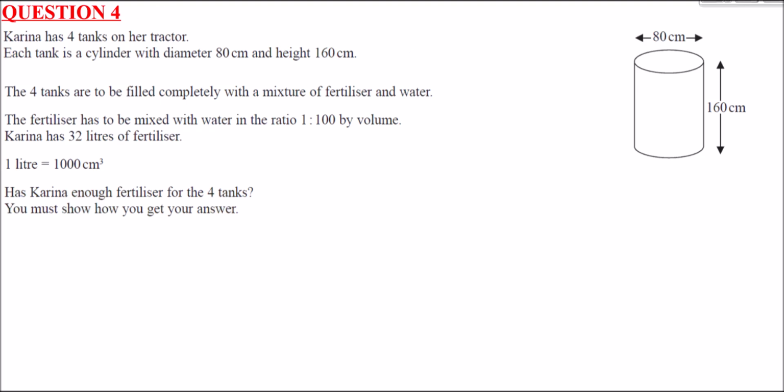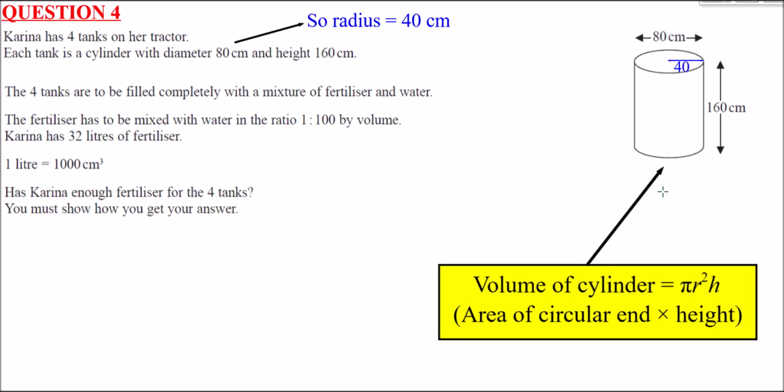We're told the diameter is 80, so if we halve it, you should realise that the radius is 40 centimetres. So I'm just going to add this on to the diagram over here, and then we need to remember how to calculate the volume of a cylinder. As you should know, there's a formula for that. The formula for the volume of a cylinder is pi r squared h, where pi r squared just means the area of the circular end, and h is the height.